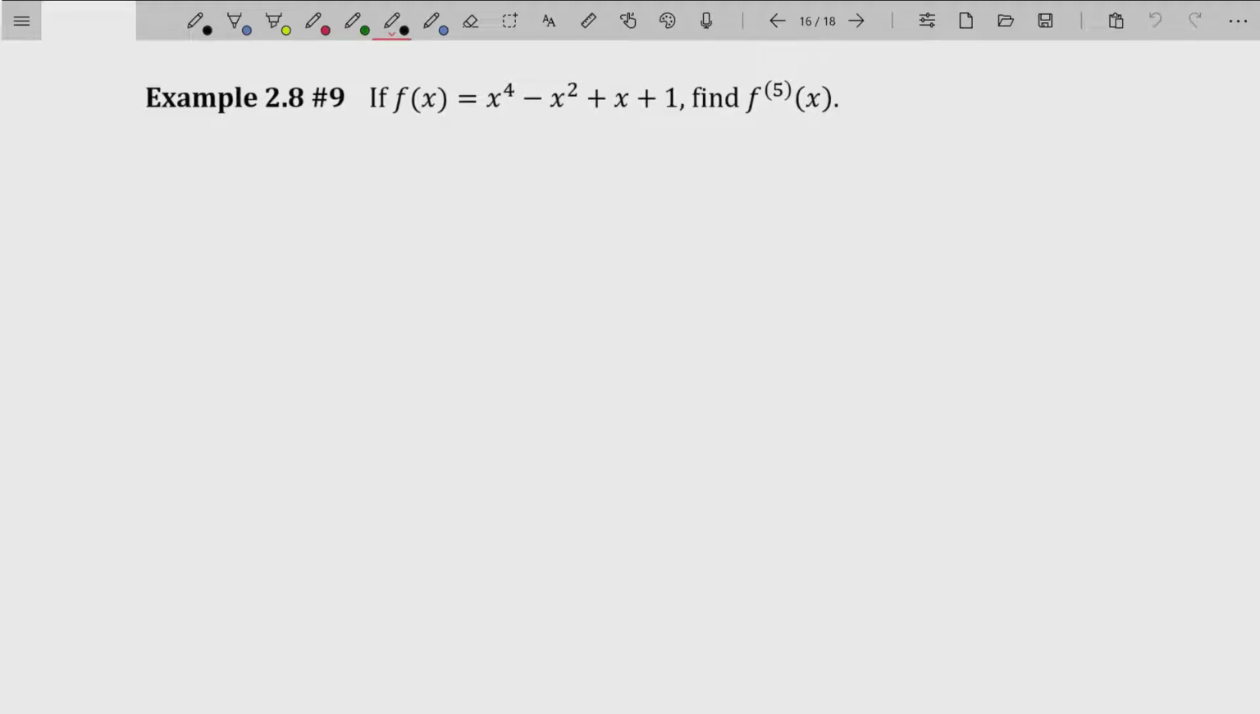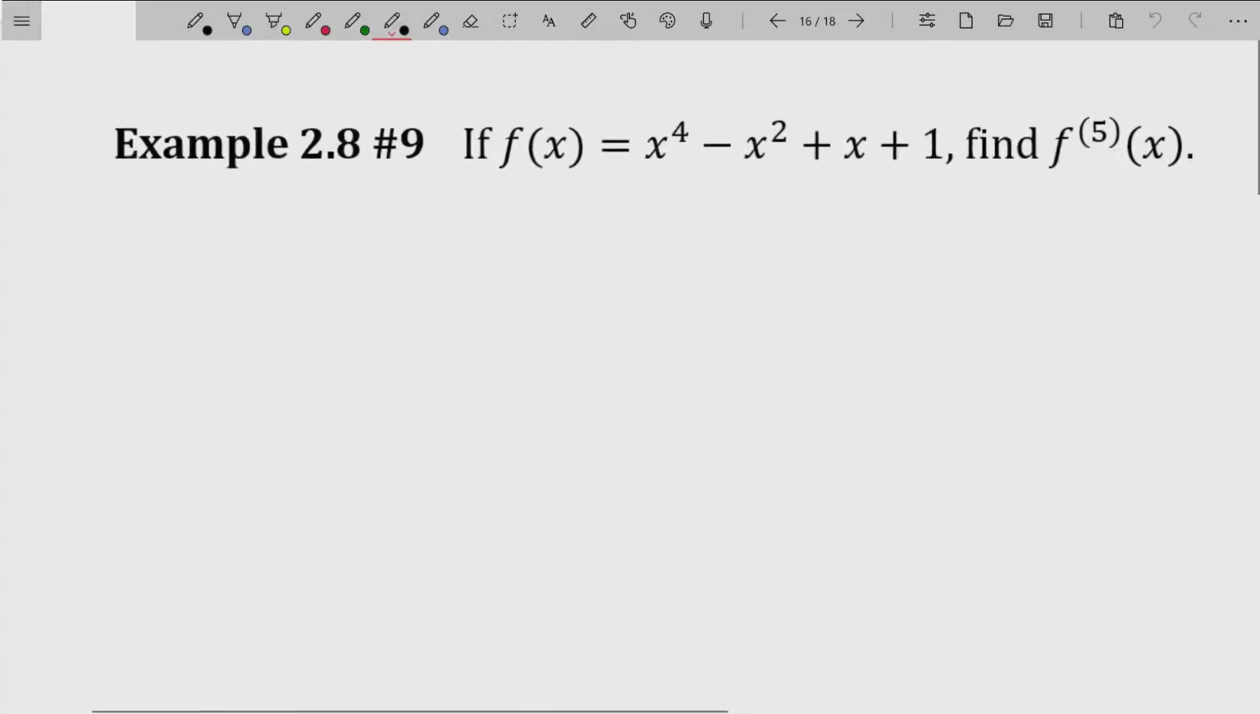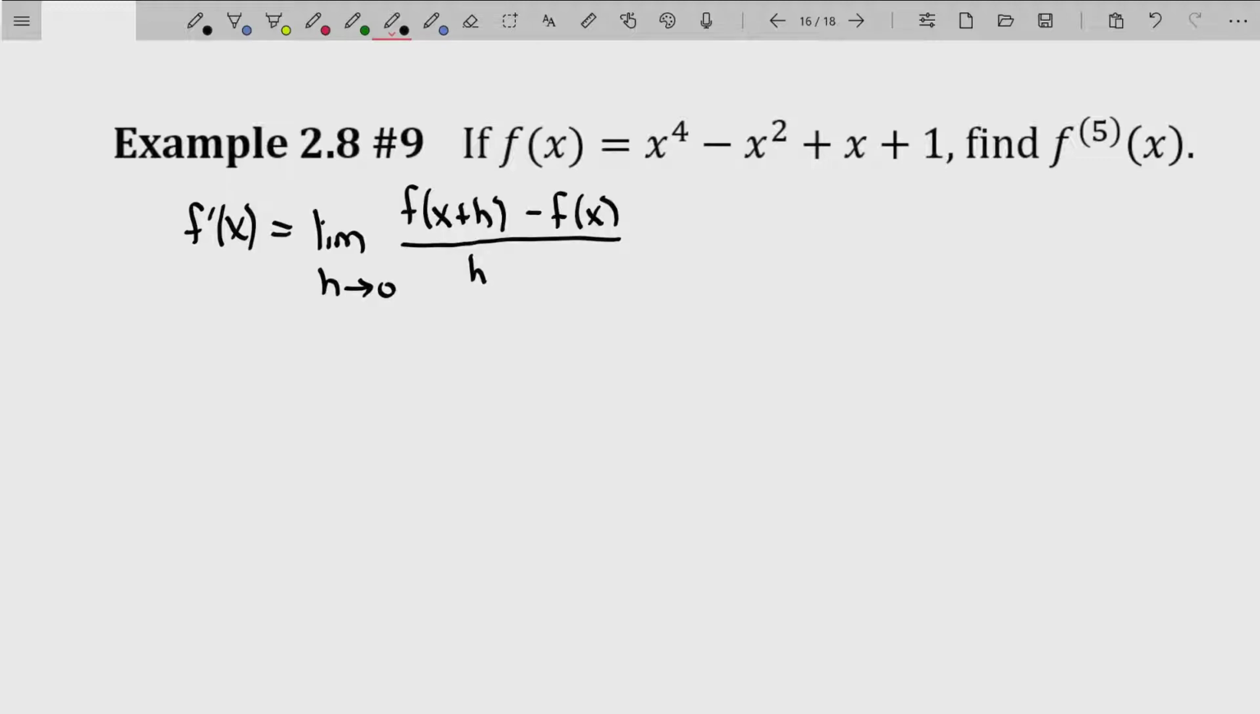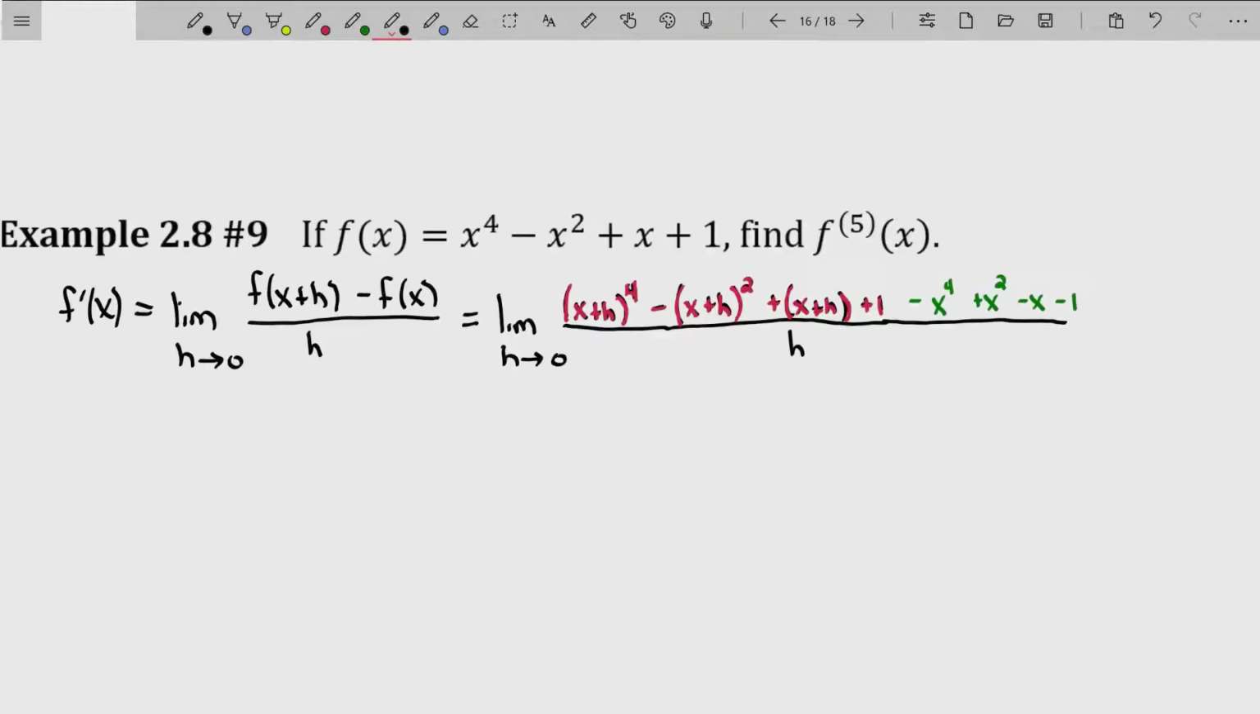So here's a function. Find the fifth derivative of this function, which means you can't just skip to the fifth. You have to go through all other derivatives. So f prime of x, it's going to be a lot of handwriting here, so I will pause and unpause so that I can quickly do that. There's the definition of the derivative. We're going to plug in this x plus h into our function. And I tried to color code it here. So the red was me plugging in x plus h. The green is just the original function that you subtracted.